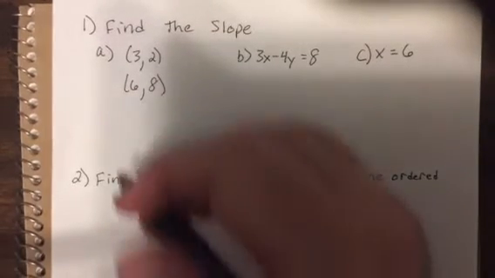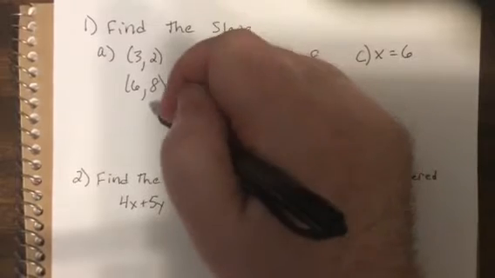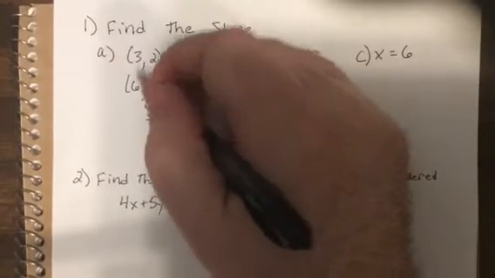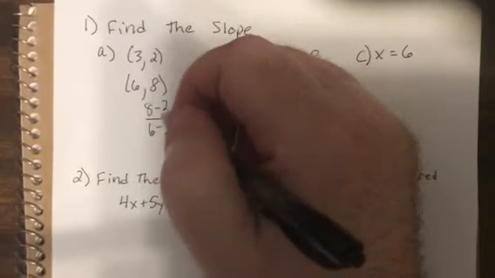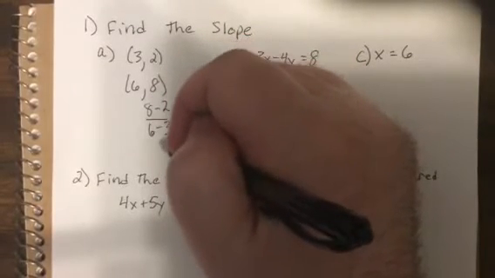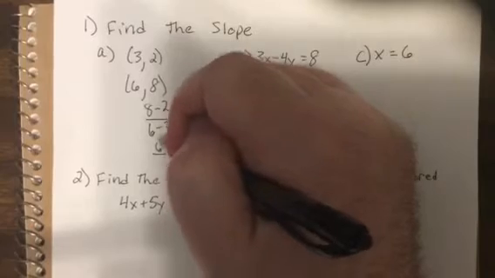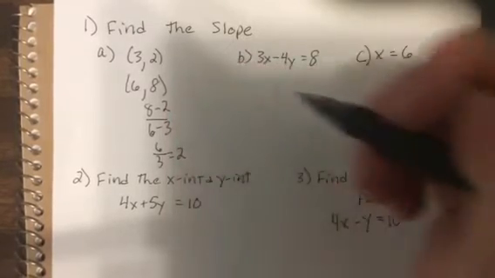Okay, well, hello. Slope. Change in y over change in x. Remember that formula. Change in y over change in x. So it'd be a 6 over a 3, which is a 2.